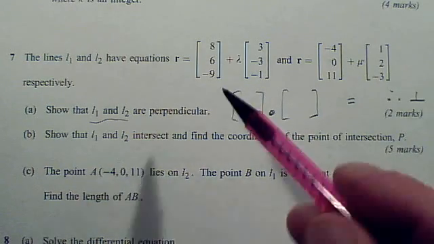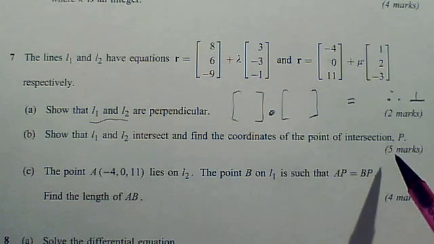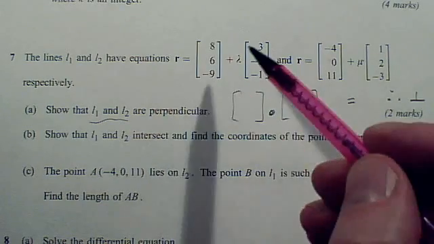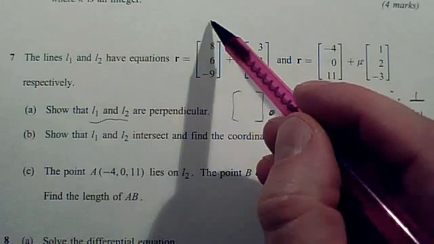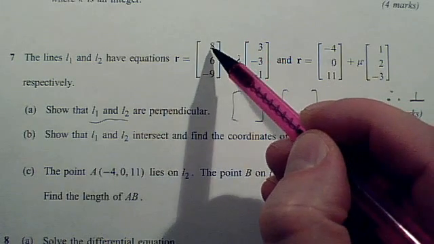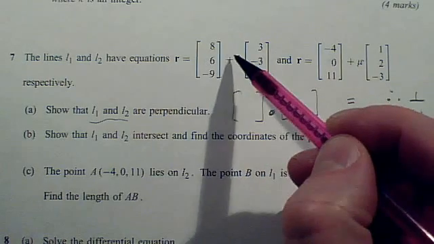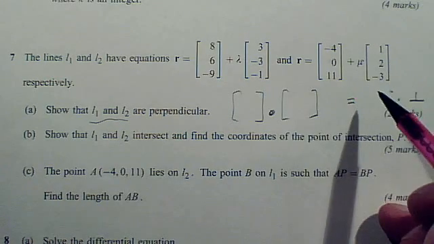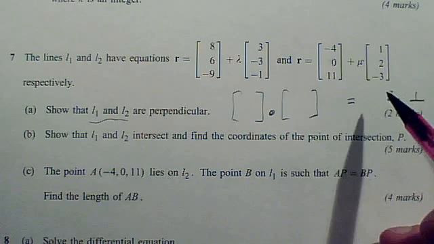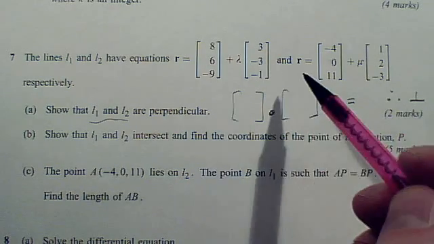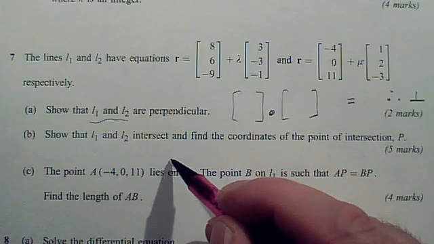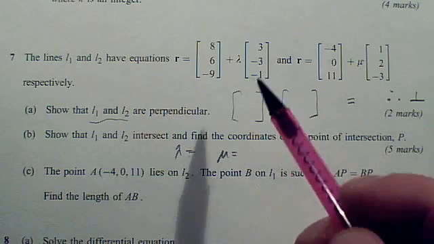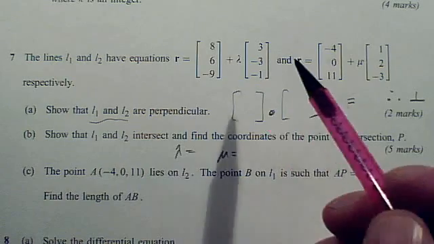Then in part B, we've got to show they intersect and find the coordinates of the point of intersection. Well, to make them intersect, we need to compare x's and y's and z's. So the x's, to start you off, will be, the x coordinate from this equation will be 8 plus 3 lambda, and that's got to agree with the x from the second equation, and so on for y's and z's. Now leave the z's on one side to begin with. Just the x coordinates and y coordinates will give you simultaneous equations, which will give you a value of lambda and a value of mu, which need to be those values in order to make x and y agree.